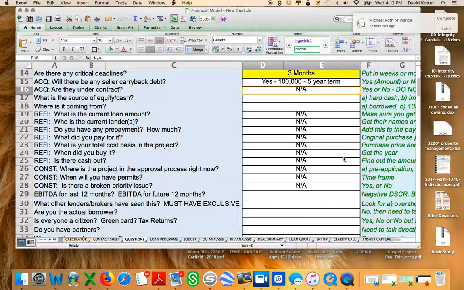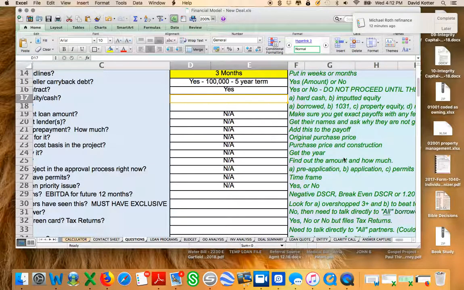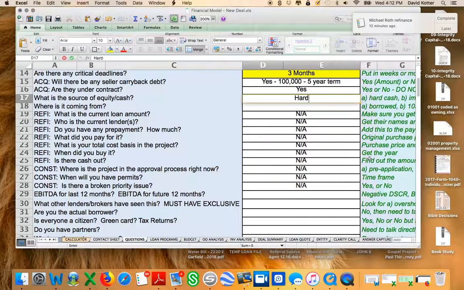Then we go down and ask, are they under contract? Yes or no? Yes, they are. Being under contract is a big deal because it shows you that somebody's committed to doing a project and they're serious. Then you want to ask, what's the source of equity? Is it hard cash? Is it just equity in the property? And most of the time it's hard cash. Meaning physically they're going to put $100,000, $200,000, $300,000, whatever it is, out of their own pocket into the project.